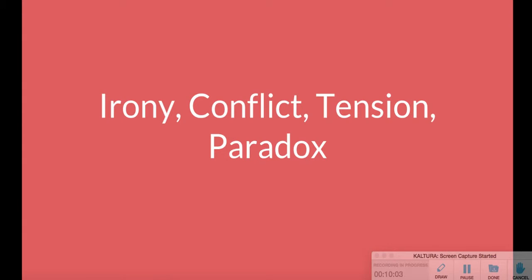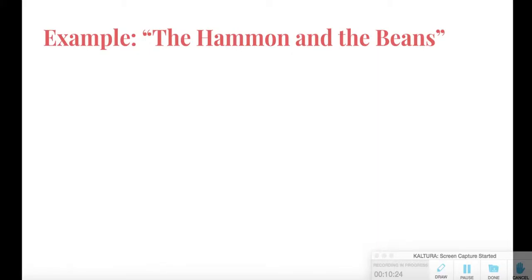All of these, irony, conflict, tension, paradox, also not on here, but contradiction as well. All of these are terms for identifying the same basic tendency in works of literature, which is to include some opposing or seemingly irreconcilable elements in order to then reconcile them into a unified whole. Let's look at some examples.